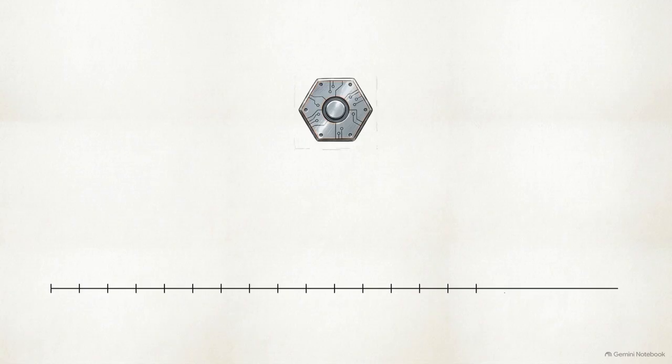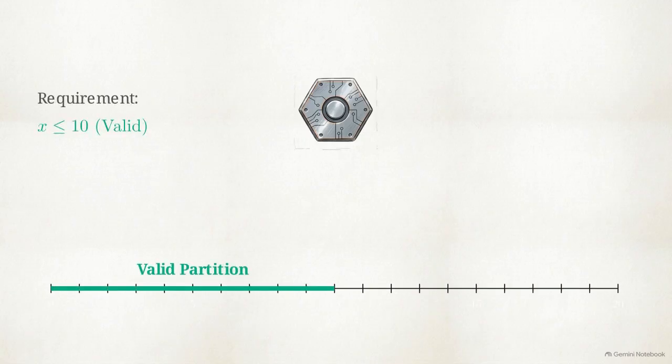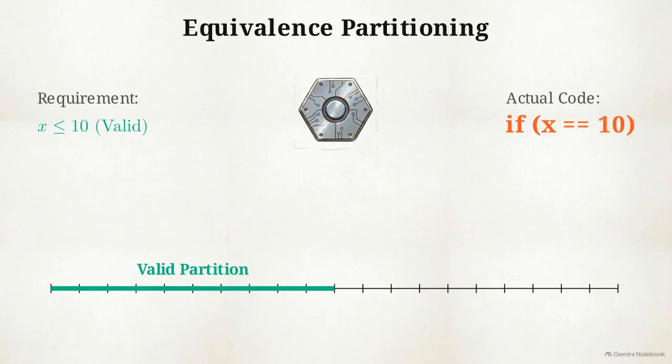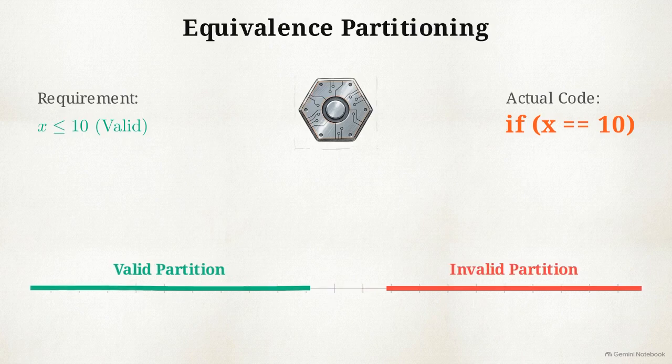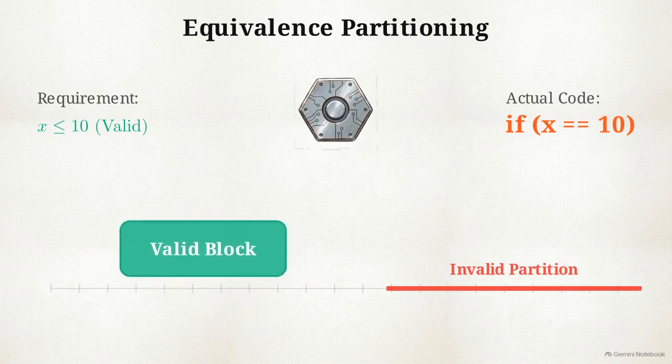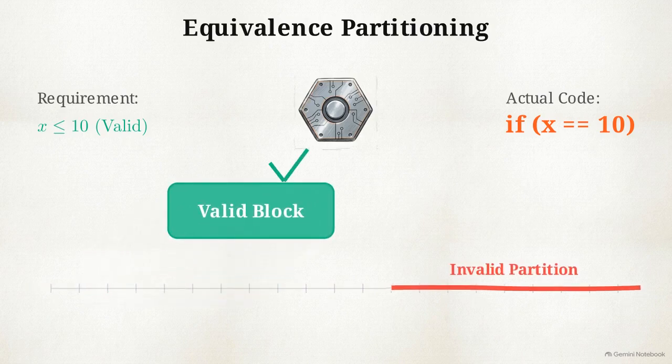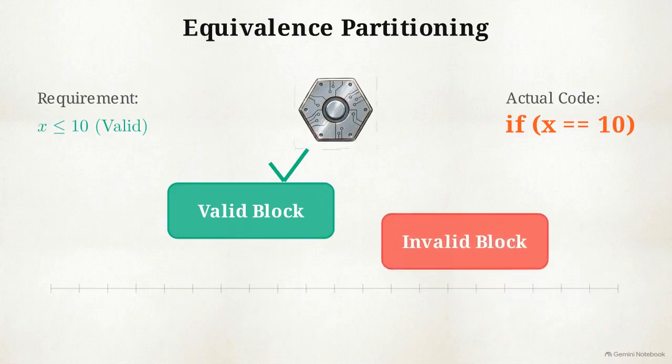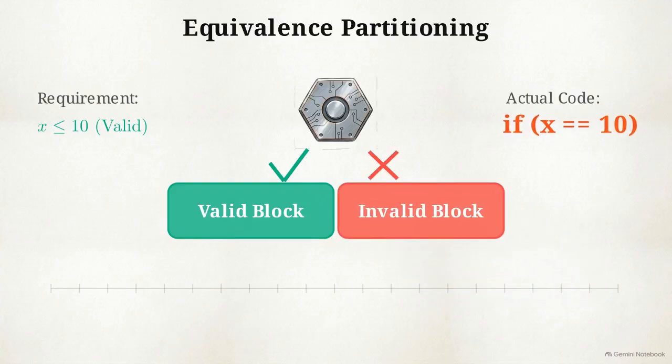This diagram shows the simplest scenario, a one-dimensional specification. The requirement specifies variable x is valid if 10 or less. But look at the code snippet above. They mistakenly wrote if x equals 10. To test this, we first apply equivalence partitioning. This splits the input space into mutually exclusive zones. Anything 10 and under is treated as one valid block, and anything 11 and over is an invalid block.